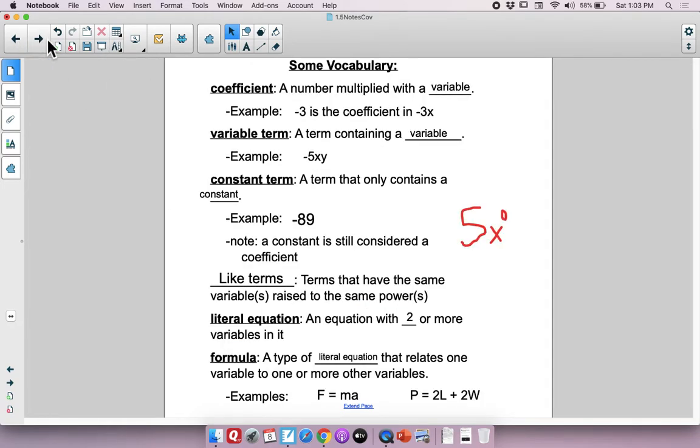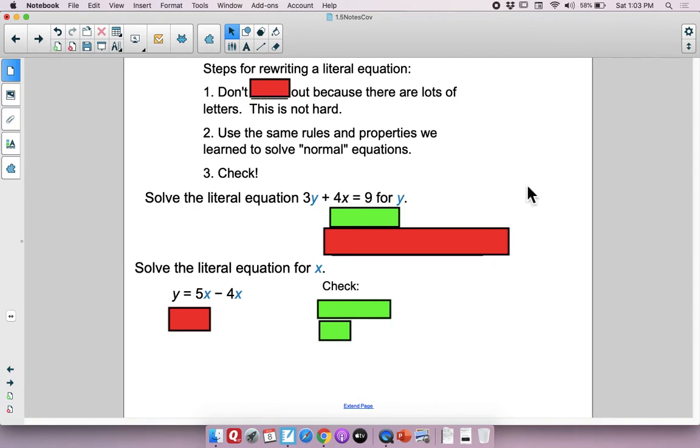Okay, so how do we rewrite a literal equation? Important thing here is don't freak out just because there's lots of letters. This is not hard. In fact, in a lot of ways, and you'll see this, it's easier than having to isolate a variable when it's the only variable and you have to do the computations. Here you don't have to do that, okay? But we still use the same rules and properties that we learned to solve normal equations. So the golden rule of equations still applies. Distributing, simplifying each side separately, all of that still works, okay?